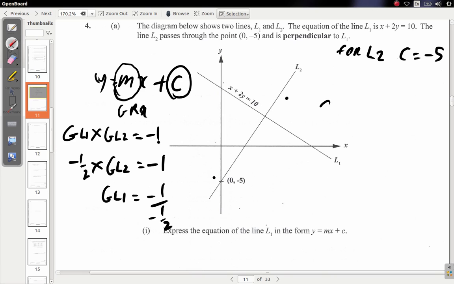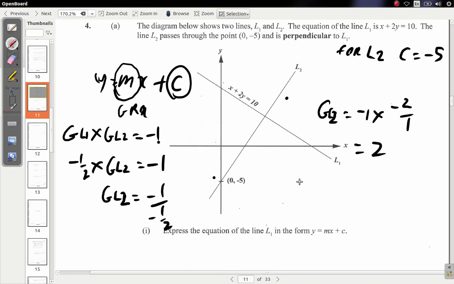So the gradient at L1 and the gradient at L2 mean... the gradient at L2 we want now. The gradient at L1 is -1/2. So -1 over -1/2 is the same as -1 multiplied by -2 over 1. You go from 1 over 2 to 2 over 1. Negative by negative is positive, and this is 2. So the gradient is 2.